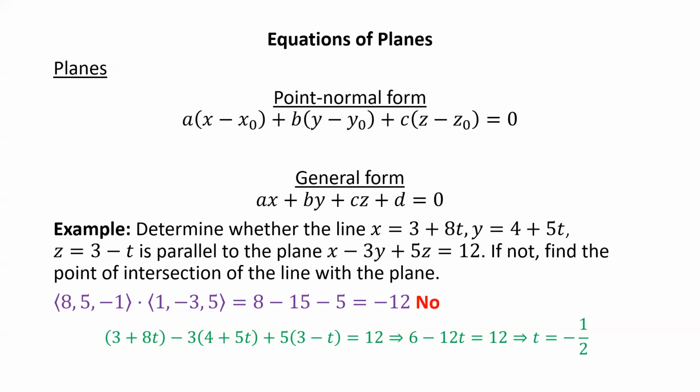We can now figure out the point x, y, z by substituting that t value into each of the parametric equations. So we get the point (-1, 3/2, 7/2). For example, we get -1 by taking x equal to 3 plus 8 times -1/2. We get 3/2 by taking y equals 4 plus 5 times -1/2. And we get 7/2 by taking z equals 3 minus -1/2, or 3 plus 1/2.